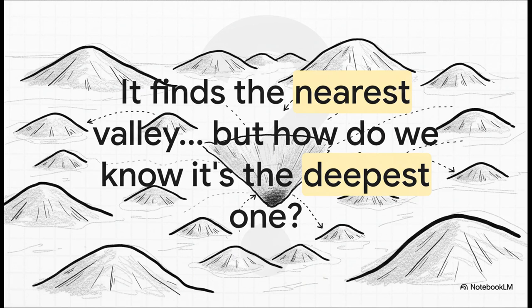This whole process is amazing at finding a nearby valley, a spot where the error is low. But in the unbelievably vast and complex landscape of deep learning, how can we ever really be sure that the valley we found is actually the deepest one out there? And that, right there, is one of the biggest unanswered questions in the field, and it's what keeps things so interesting.